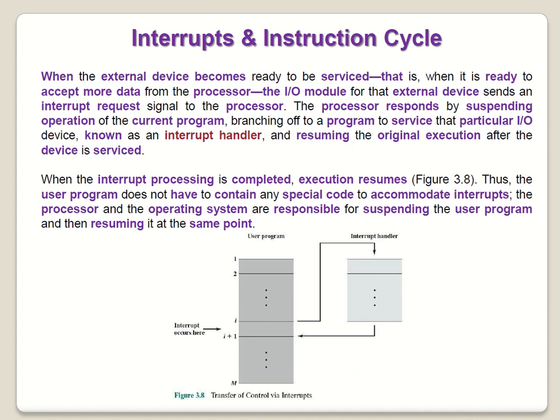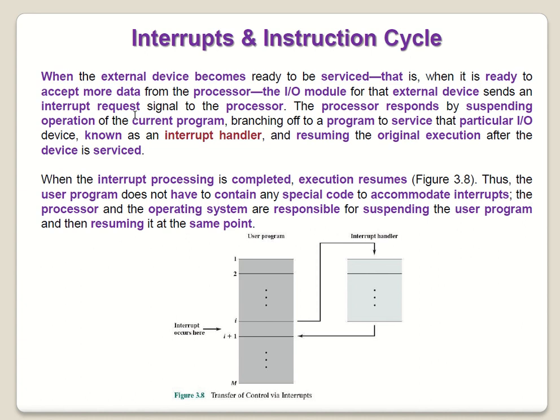So when the external device becomes ready, it will interrupt the processor. This is what I said in the previous slide, is it? So when it is ready, it interrupts the processor. How? It sends the interrupt request signal. Can you see here how it interrupts? The external device, maybe the memory, maybe the printer, maybe the input device, whatever it is.